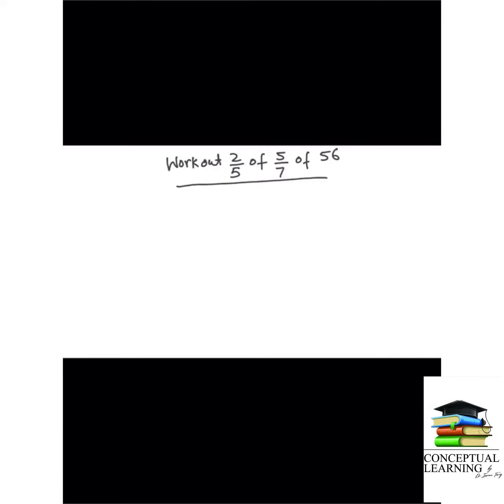How can we simplify this one? So we can write down 2 over 5, change of into times, 5 over 7, change of into times, and then we can write down 56. If you can see, it's 2 over 5 and 5 over 7, both are in fractions, but 56 is not in fractions, so that's the fraction principle. We have to convert the last one into a fraction as well. Now we can see all three are in fractions. Now we can easily simplify.